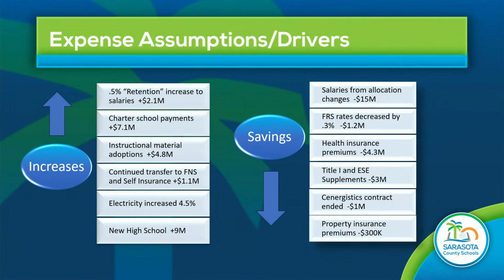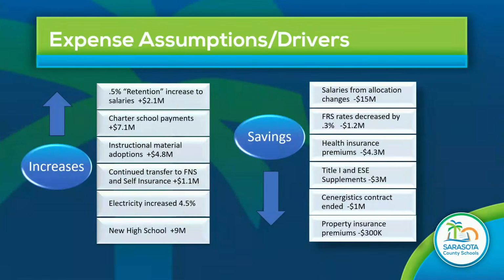So what are some of the expense assumptions and drivers? So we did see, as you look at our preliminary budget this year, we are planning for the 0.5% retention increase that is outlined in our CBA. That has an impact of about $2.1 million. Our charter school payments are expected to increase this year by $7 million. We do anticipate adopting instructional materials at roughly $5 million.